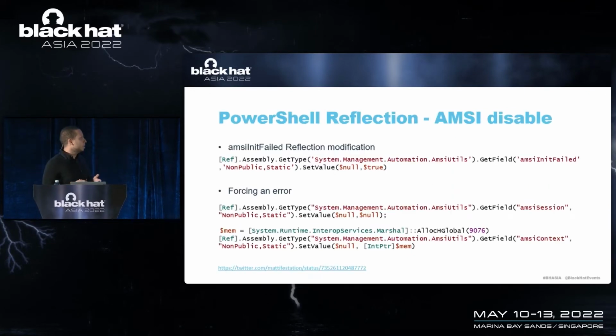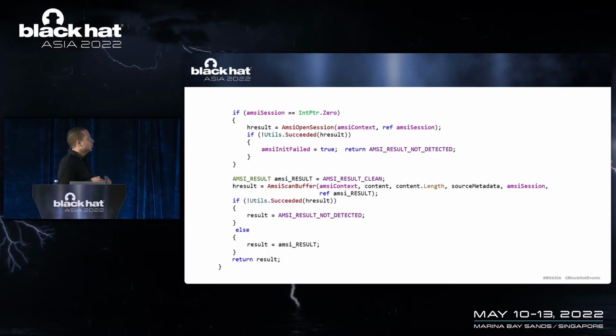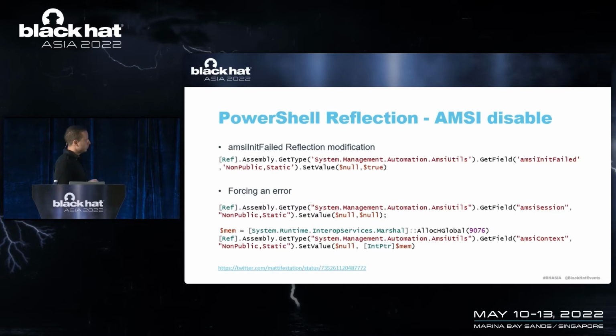Another variant of this attack is to set the amsiSession variable to null and corrupt the amsiContext, which means we will hit the first if statement in the slide. We'll see that amsiSession is null, and we'll try to call AmsiOpenSession, but it will fail because amsiContext is going to be corrupted. And again, amsiInitFailed is going to be set to true, and we return AMSI_RESULT_NOT_DETECTED, which means the script is going to be executed no matter what content was in it.